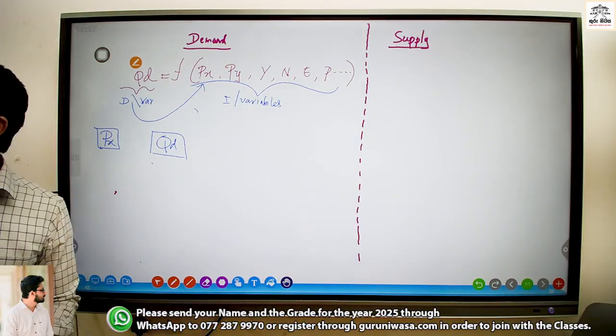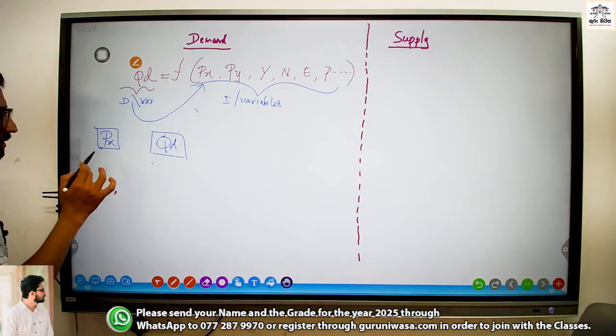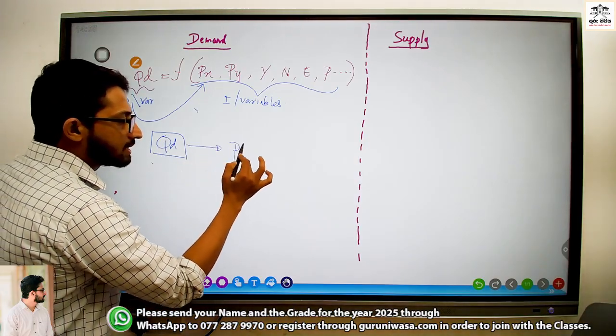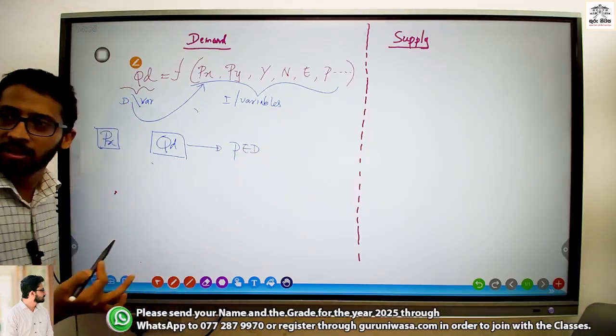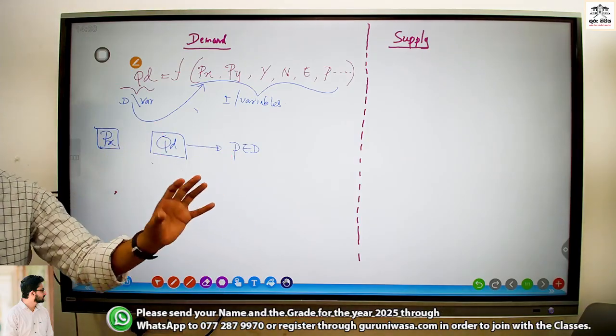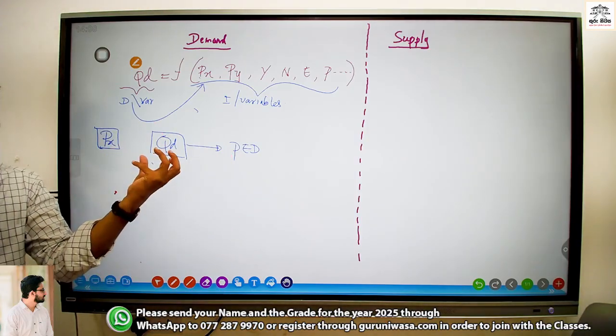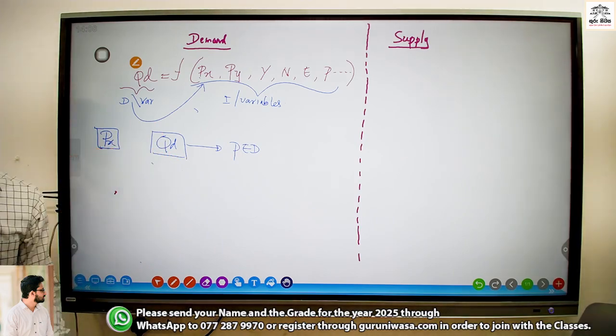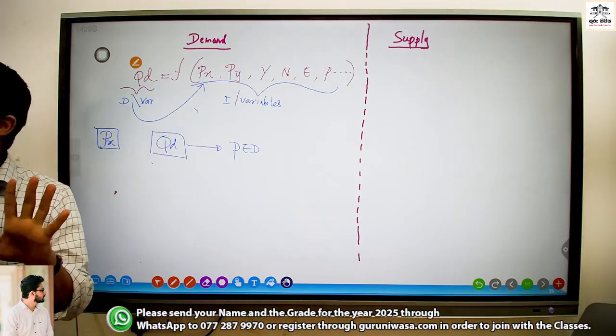Listen. This is called price elasticity of demand. Price elasticity of demand measures the responsiveness of quantity demand to change in the price of the product. Here we assume all other factors remain constant.